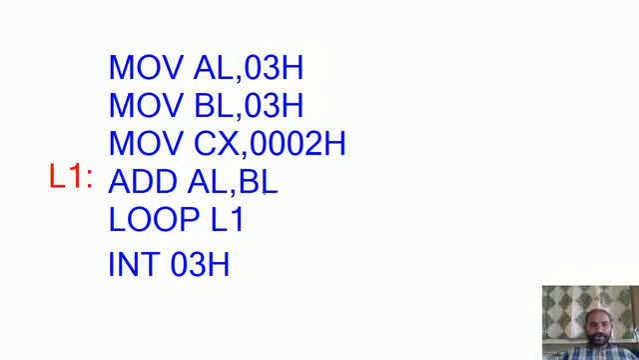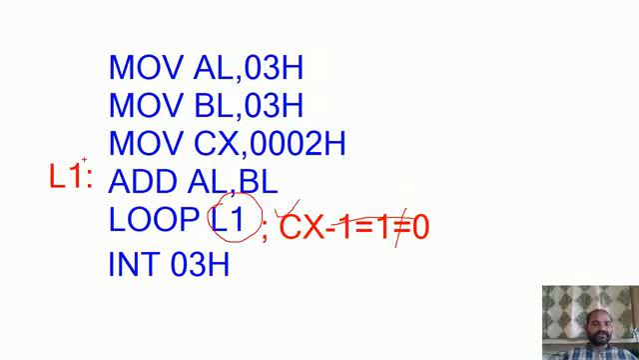So here it is performing the addition operation. Upon execution of the loop instruction, it will decrement the CX value by 1. So CX minus 1, where CX is 2 now: 2 minus 1, the result is 1. It is not equal to 0, it is a non-zero value, so obviously the condition is true. Condition true means the microprocessor jumps to this address and executes the add operation one more time.